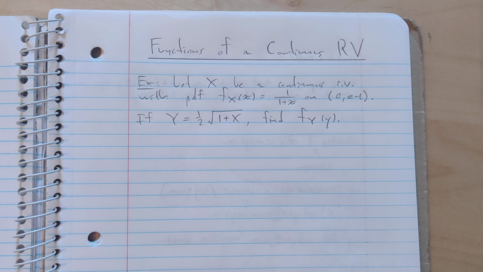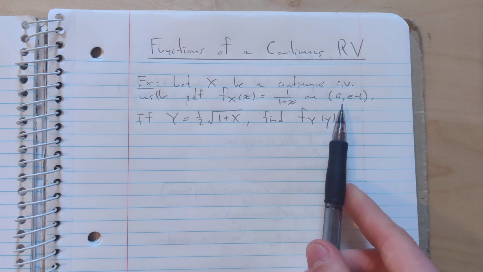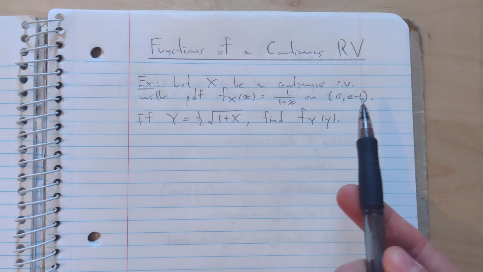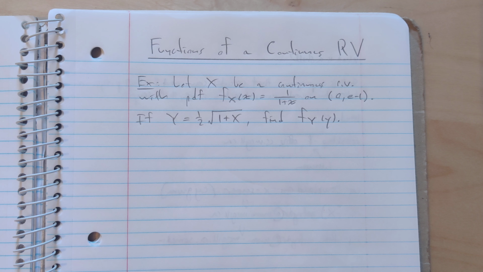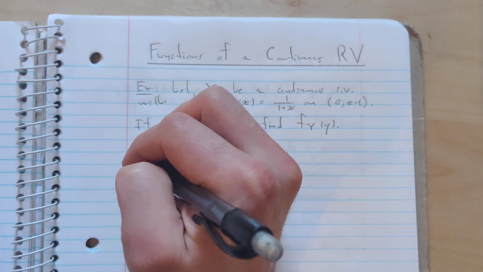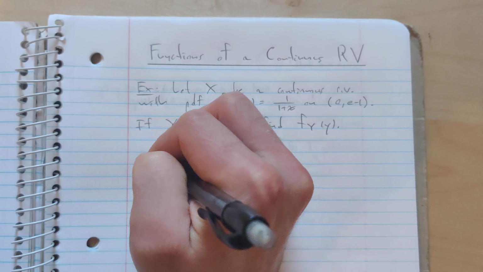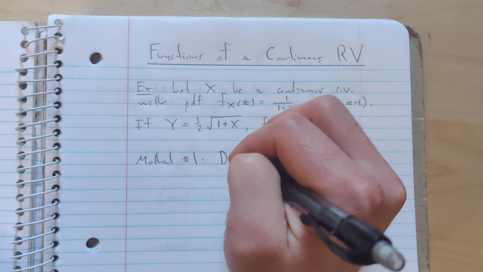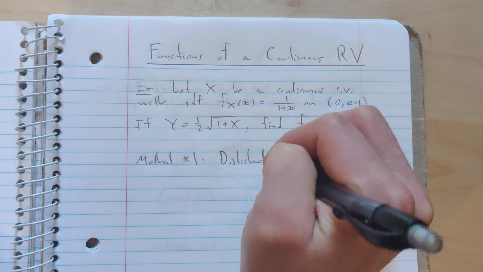Now that we're in the continuous case, this is much more difficult, because we can't run all the possible values of x through here, because there are infinitely many of them, and they all have probability 0. Too bad. We've got to do something more sophisticated. There are two ways of doing this. Let's do method number 1. It's called the method of distribution functions.